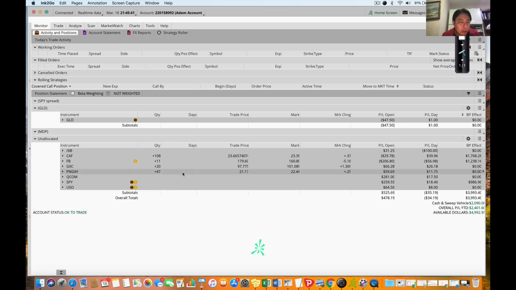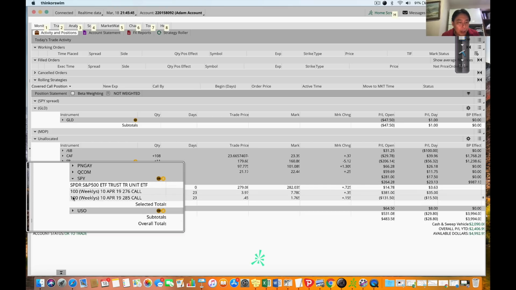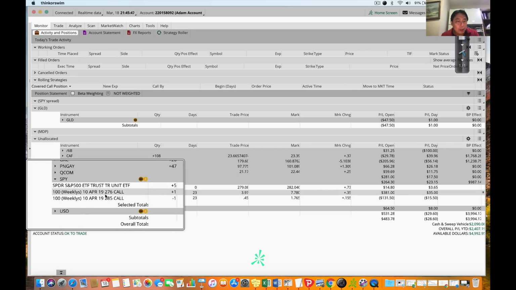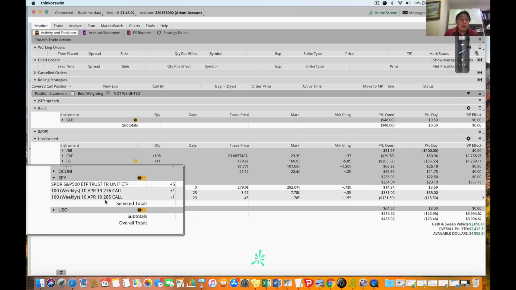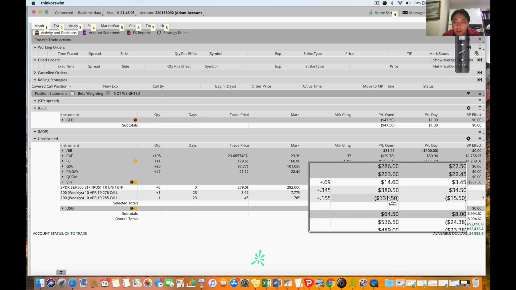You can see, for example, this call spread I have right now. This was a call spread I bought a few days ago. It was the 276 call. At the time, the SPY was at 276, so I bought the 276 call, which was at the money, and my profit target was 285. Currently, it's almost at my profit target, so that's why you can see over here, that's my profit.